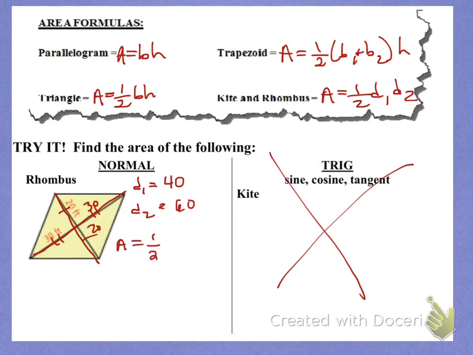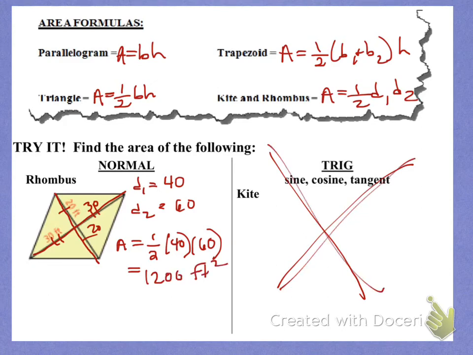1/2 d1, which is 40, d2 is 60. So if we plug that into my calculator, I'm going to get 1,200 feet squared. Alright, we're skipping this trig one. I already showed you a kite example in the previous slide, and I haven't shown you how to solve it using trig yet because we haven't learned sine, cosine, and tangent, so we're going to move on for now.